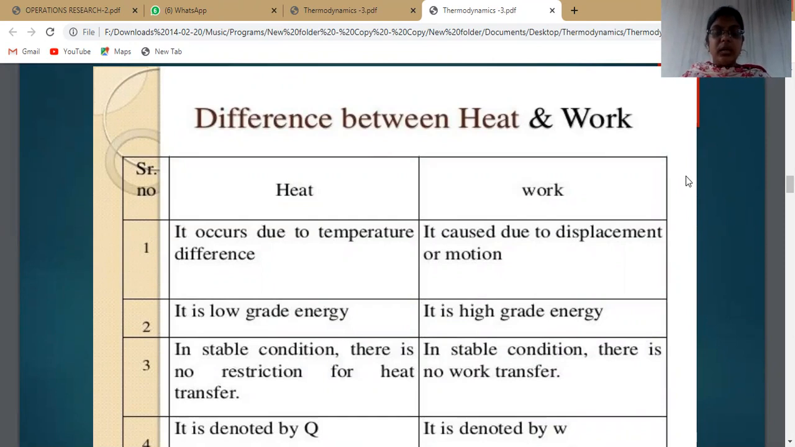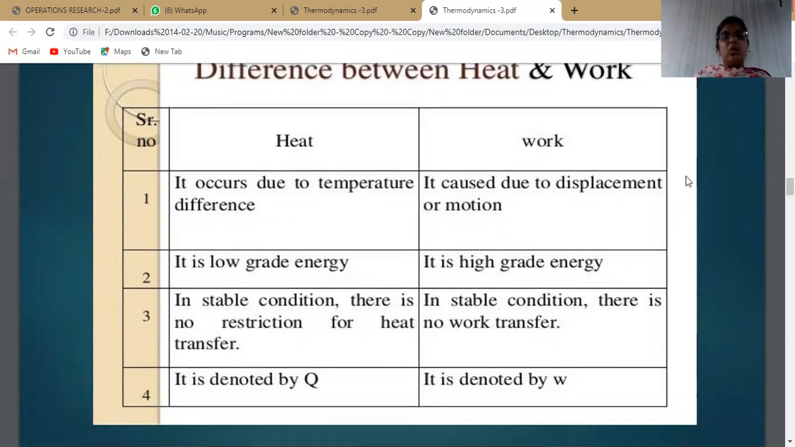So already I have taken the example of an iron rod. In work, you want to move the block. How does it move? Initially the block is in one place. So how to move it? It moves some distance. So it is caused due to displacement or motion by applying some work only.